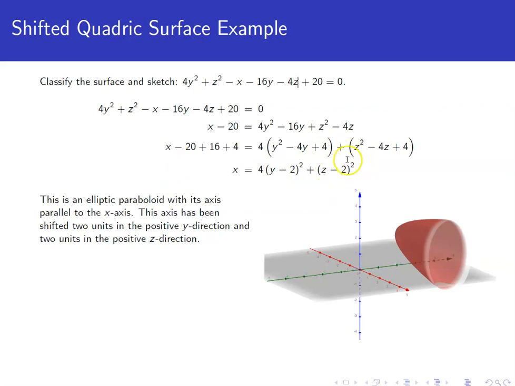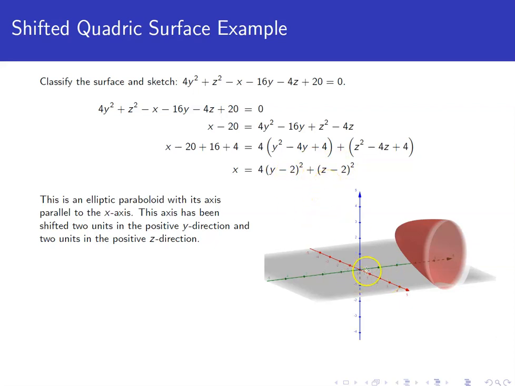We recognize now that this is the equation of an elliptic paraboloid. It's just been shifted 2 units in the positive y direction and 2 units in the positive z direction. Remember, it basically does the opposite of the sign here. So minus 2 on the inside means we're going 2 units in the positive y.